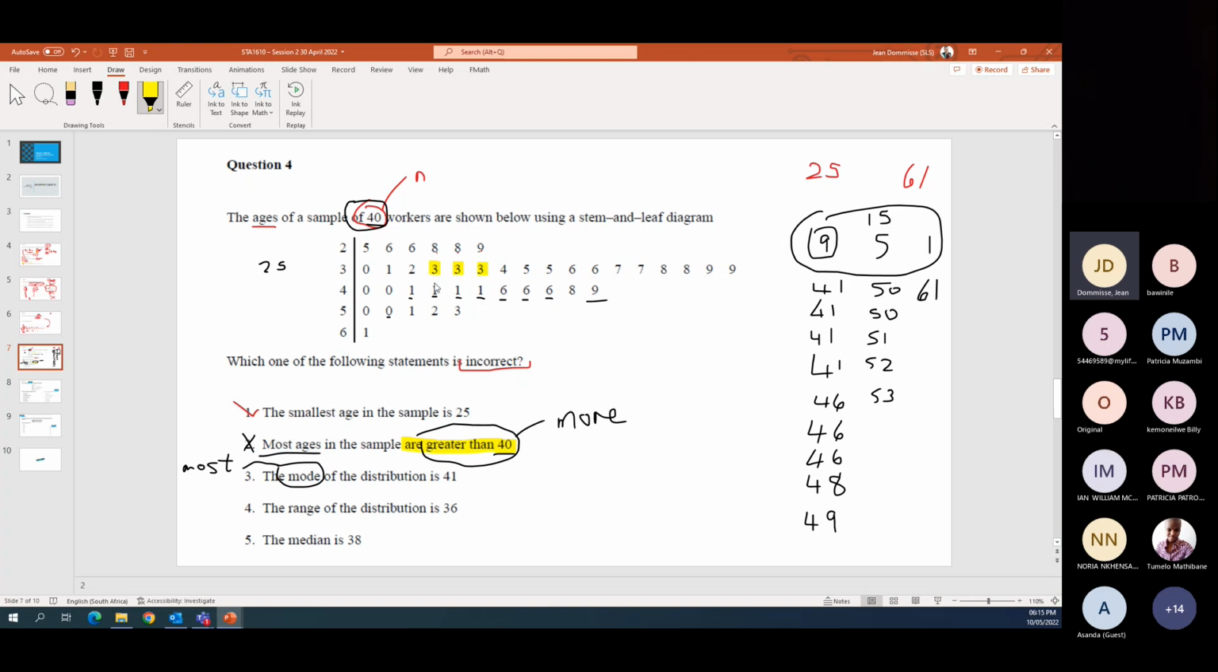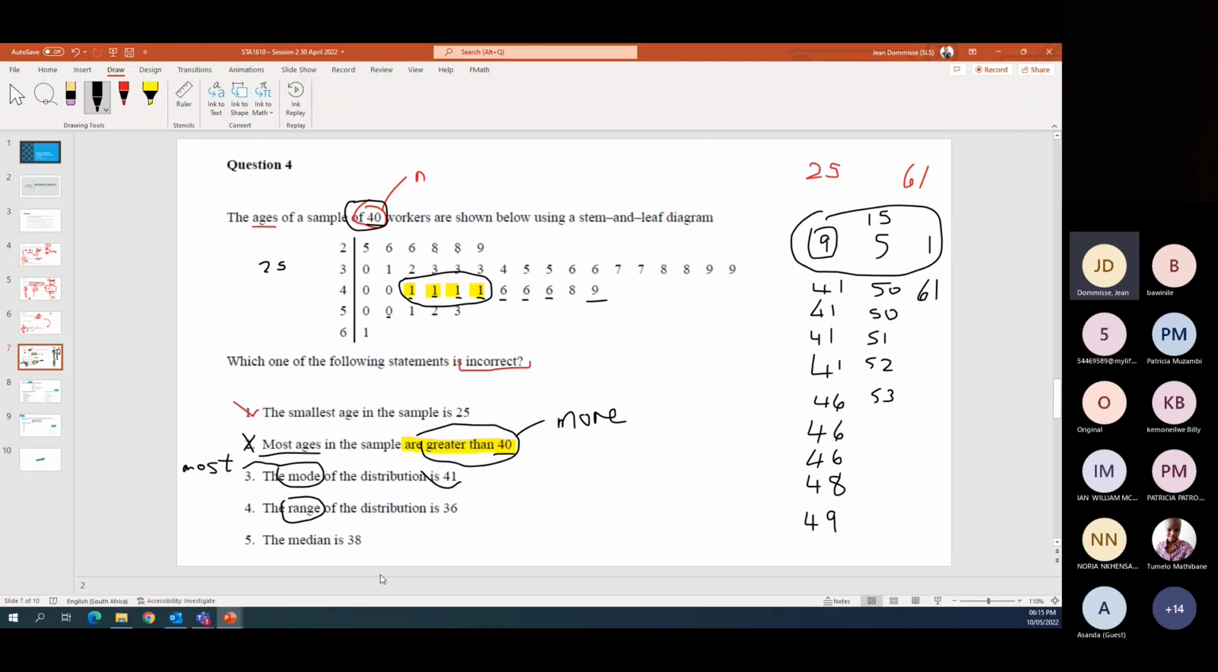40, only 2. Okay, so let's see. 41, 1, 2, 3, 4. 46 happens 3 times, and then 50 happens twice. So we know then that 41 actually is the number that appears the most in this data set, and it appears 4 times. Okay, so that is why 41 is the mode, because it happens the most in the data set. Okay, then let's look at the next one, the range.